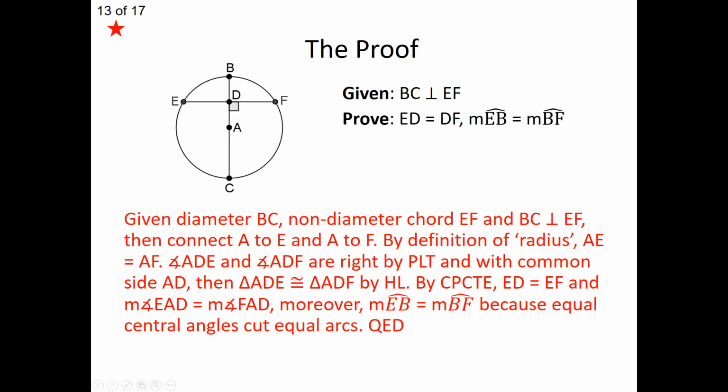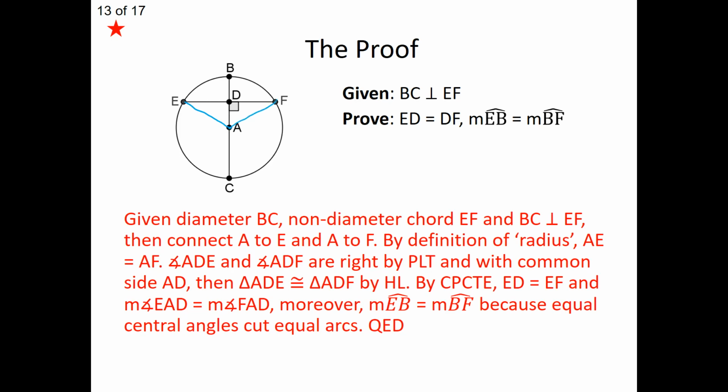So here's the proof of our perpendicular diameters. Again, we're given BC is perpendicular to EF, and we're going to prove that it does two things. It's going to cut the chord in half, ED equals DF, and it's going to cut the arc EF in half, so the measure of arc EB will equal the measure of arc BF. So we're given diameter BC and non-diameter chord EF, and again that BC is perpendicular to EF. Let's do some constructions. Let's connect point A to point E and point A to point F.